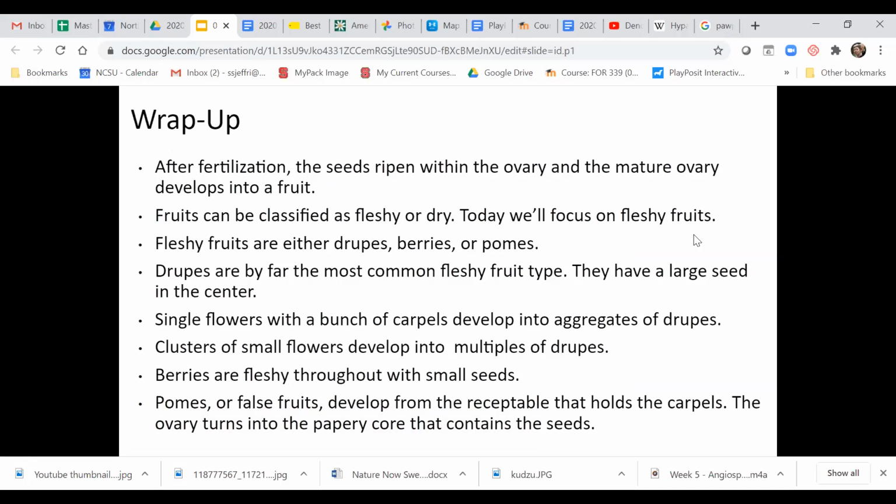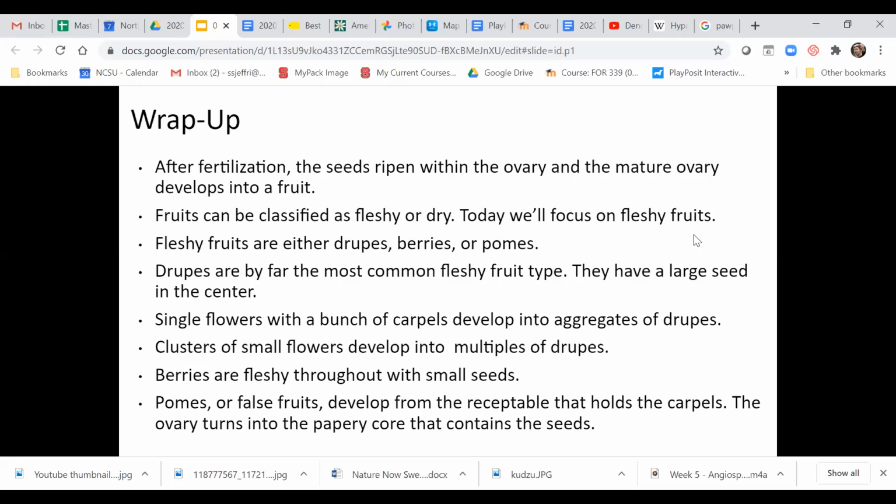Drupes are by far the most common fleshy fruit type in trees. They usually have a large seed in the center. And you have single flowers. When we talk about compound fruits, you have single flowers that have a lot of carpels, which will develop into aggregates. In this case, we're talking about aggregates of drupes, but we have aggregates of other types of fruits as well. And then if you have a cluster of small flowers, they can develop into a multiple of drupes, right? So they attach and compress together. An example of that is mulberry. And remember that berries are fleshy throughout, and they have smaller seeds within them, but seeds can vary in size.